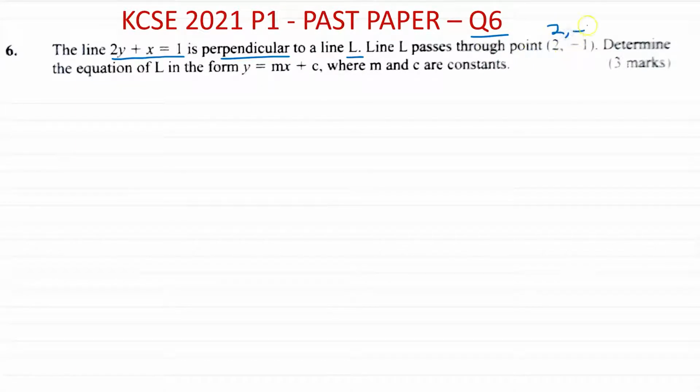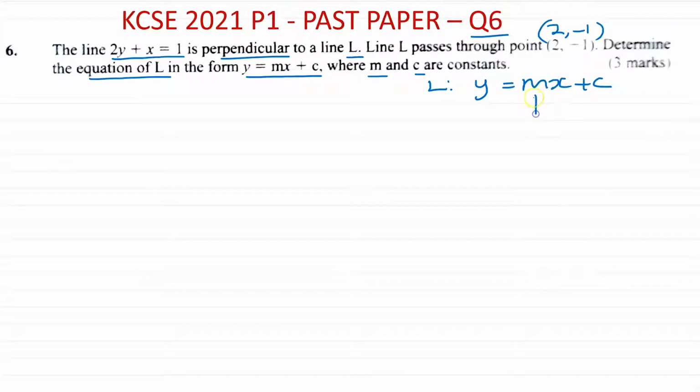So let me just write that clearly. Determine the equation of L in the form y equals mx plus c, where m and c are constants. So this is our L. Line L needs to be written in this form: y is equal to mx plus c. Now we know that m is going to be the gradient, and c is going to be the y-intercept.